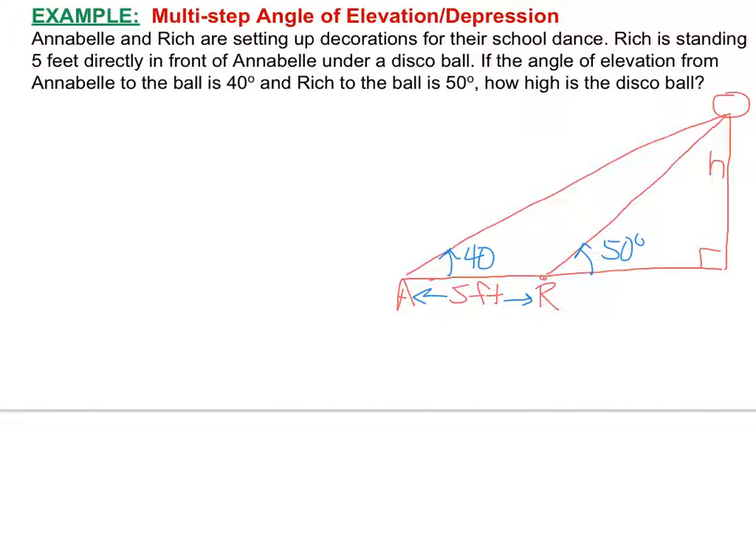Since we already have this 5 feet, let's call this distance right here y. So y is going to be the distance between Rich and the disco ball. So this entire distance is going to be 5 plus y.